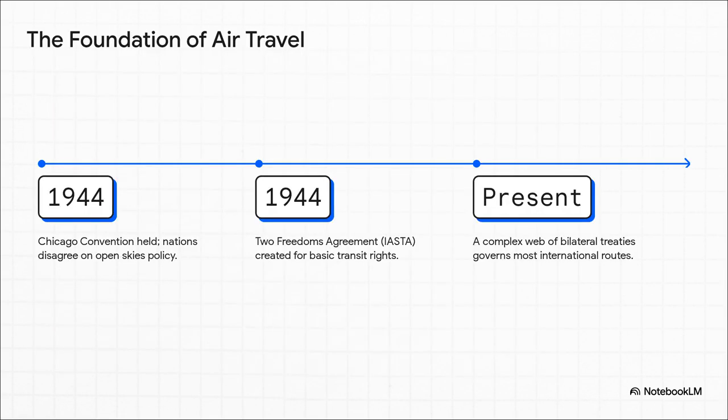So let's rewind a bit. It all kicks off at the Chicago Convention in 1944. The U.S., which had these huge, powerful airlines, was all for wide open skies. But pretty much every other country was worried their own airlines would get crushed. So they pushed for way stricter rules. What came out of it was a compromise that laid the groundwork for the system we're still using today.